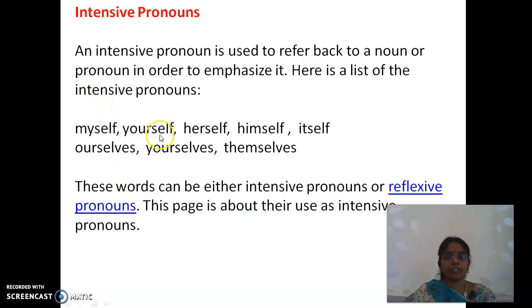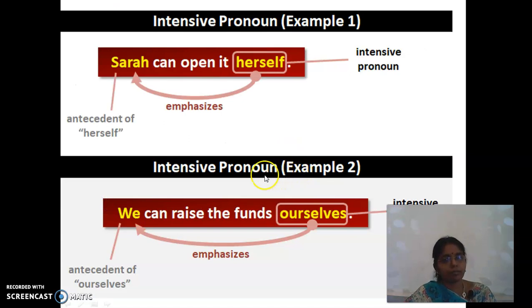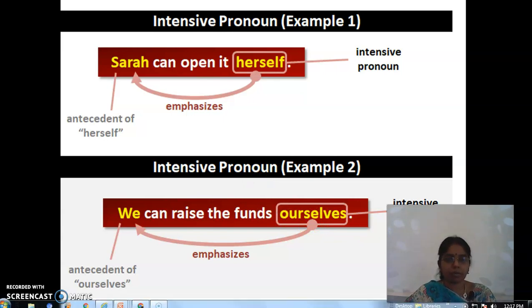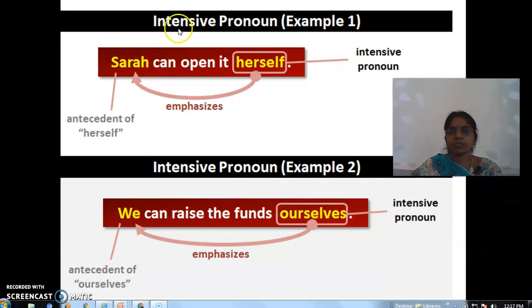So, myself, yourself, herself, himself, itself, ourselves, yourselves, themselves. These words can be either intensive pronouns or reflexive pronouns, right? So, children, don't get confused. For your level, this is enough. Intensive, reflexive, emphatic, all the same, okay?